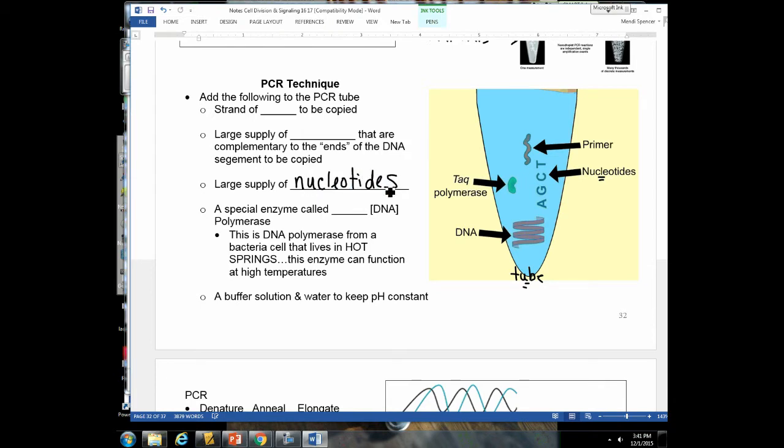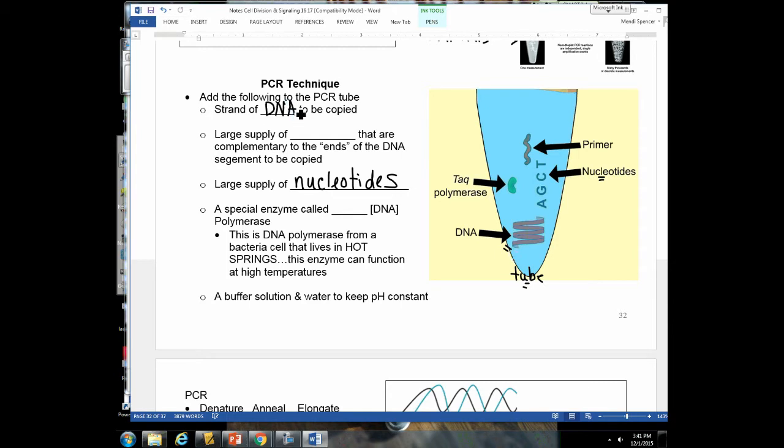Now remember, the reason why we're doing this is we're trying to copy a piece of DNA. So maybe this was DNA from a crime scene and we want to make multiple copies of it. So we have to make sure that we put in this segment of DNA that we want to copy.